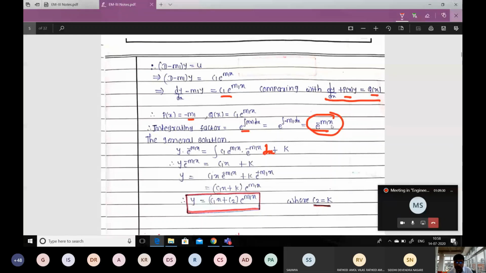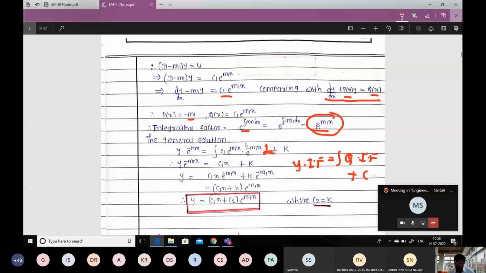And the general solution of this given differential equation can be obtained by using a formula. What is the formula? That formula is y into integrating factor is equal to integration of q into integrating factor dx plus another constant c. So I'm using the same formula, y into integrating factor. On the right hand side, what is the value of q? It is c1 e to the power m1x, into integrating factor, that is e to the power minus m1x dx, plus another constant. Instead of c I'm using k.